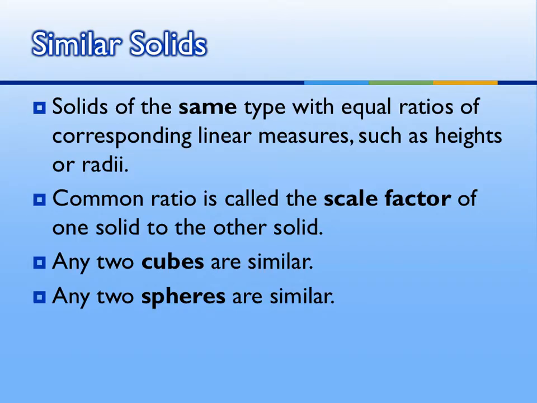Similar solids are solids of the same type. So 2 cylinders, 2 cones, 2 rectangular prisms, 2 square pyramids with equal ratios of corresponding linear measures such as heights or radii. So linear would be measurements that when we find the units of, we never square. So length would be linear, radius would be linear, perimeter is even linear.